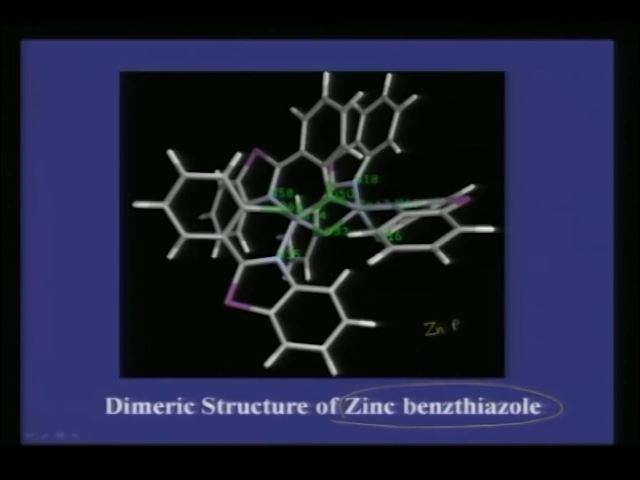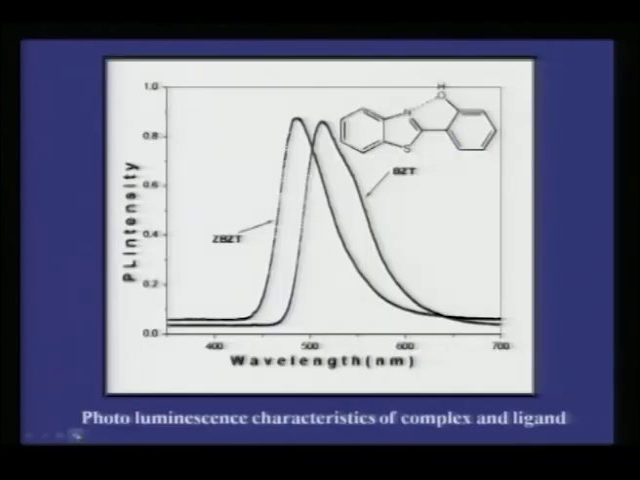So, we popularly mention this as a dimer like this, and such a dimer can throw some light. As you see here, the electron mapping of the HOMO LUMO shows that the electron density is always localized in one of the organic moieties. If you look at the photoluminescent characteristics of this complex, this is the PL emission of your BZT, which is benzthiazole, and once it is coordinated to zinc it is blue shifted and there is a shift in the PL.